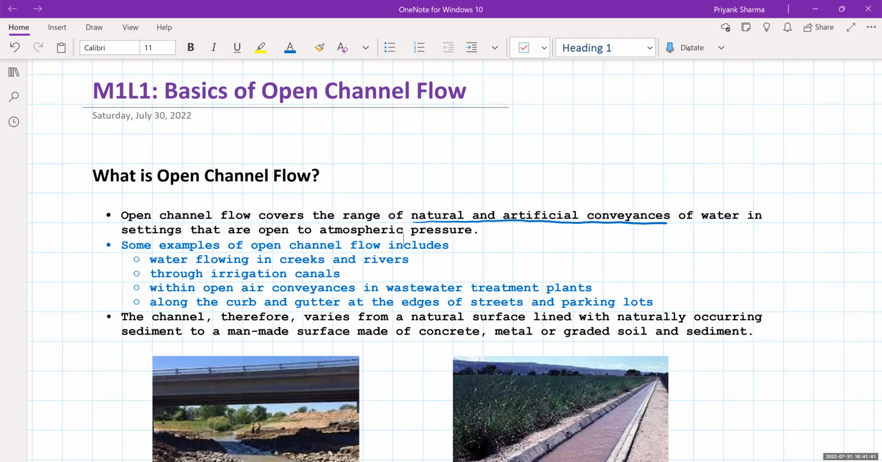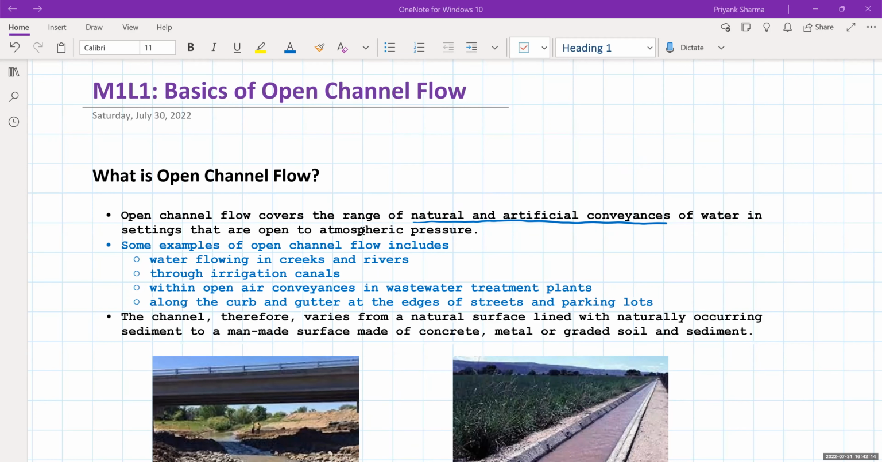Then in rivers, then we have the artificial conveyance, that is the canals which are meant for irrigation or water supply. And then in wastewater treatment plants also there are some conveyance structures. And then when there is a rainfall event, water is flowing on the sides of the streets, so that is also under the purview of open channel flow. So let us look at the images.